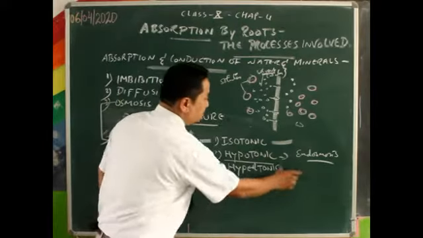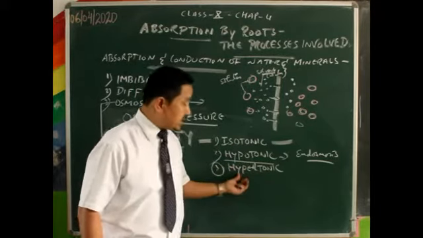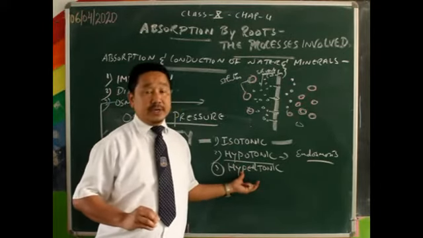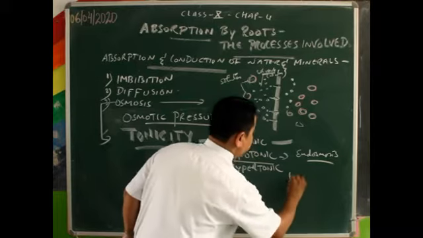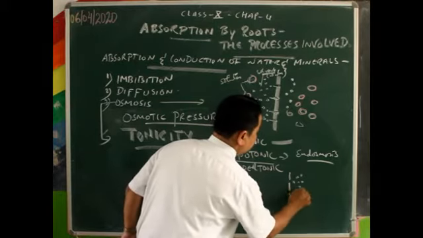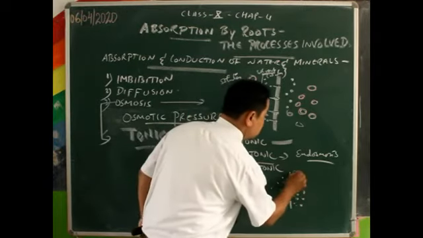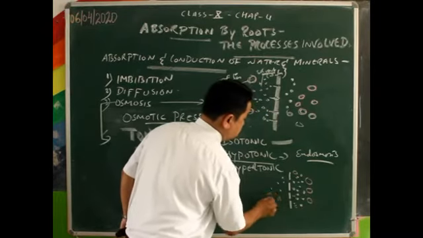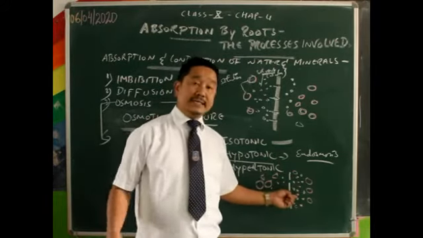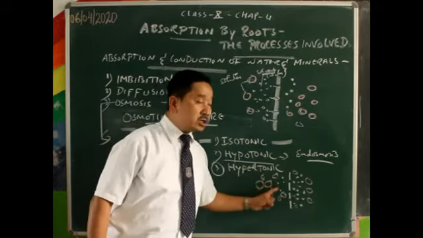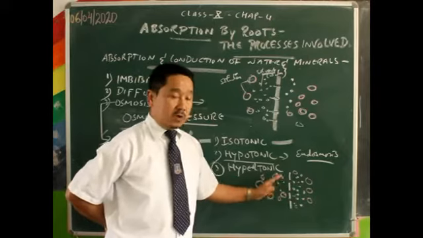Then next is hypertonic, just opposite to this, exosmosis, that we discussed last time. So when the solution is hypertonic, that means, okay, let me draw it once again. Like this, just opposite to this, when the water molecules are more inside the cell than the water molecules outside. See, the concentration is different here: water molecules are more inside than outside.